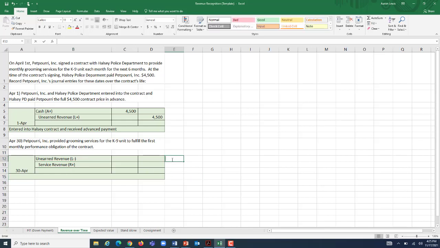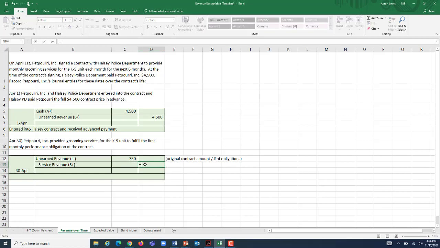But for how much? Well, it makes sense to me here that since we're doing monthly performance for this company, and it seems like we're doing about the same amount of work every period, we should recognize this in a straight line method, which means we would take the original contract amount and divide it by the number of obligations that we have to meet, the number of periods that are in this contract. So we got $4,500 in advance to provide a service every month for the next 6 months. We'd recognize 1/6 of that every time we performed our dog grooming services, which is $750.